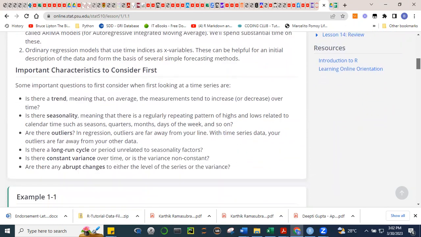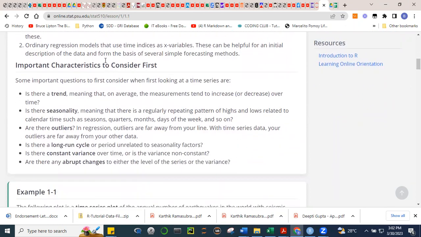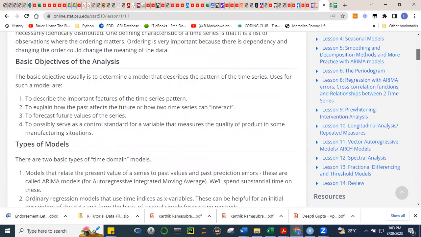Okay, so before we even go to the modeling of the time series data, we need to look at the data itself. Is there a trend? Is there seasonality? Are there outliers? Does the data exhibit a long run cycle? Is there constant variance? Are there any abrupt changes in the level of the series or the variance? These are important questions that we need to address just by looking at the data.